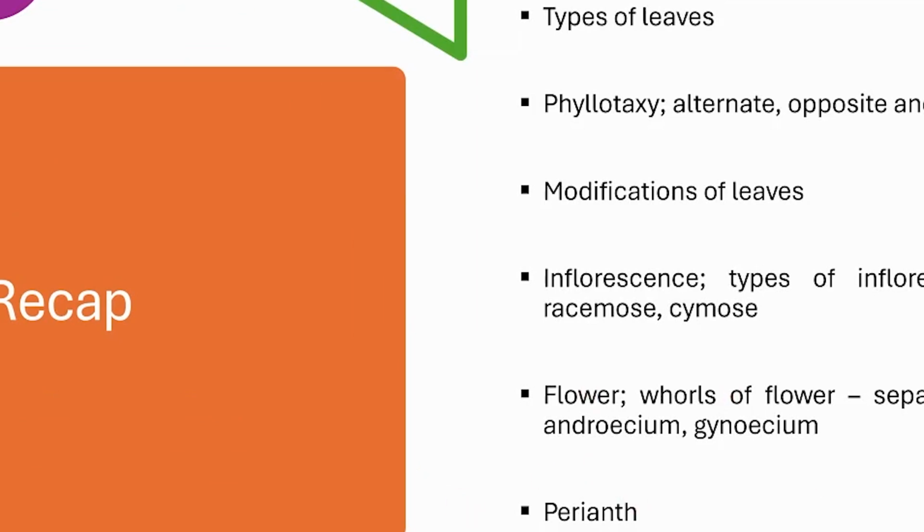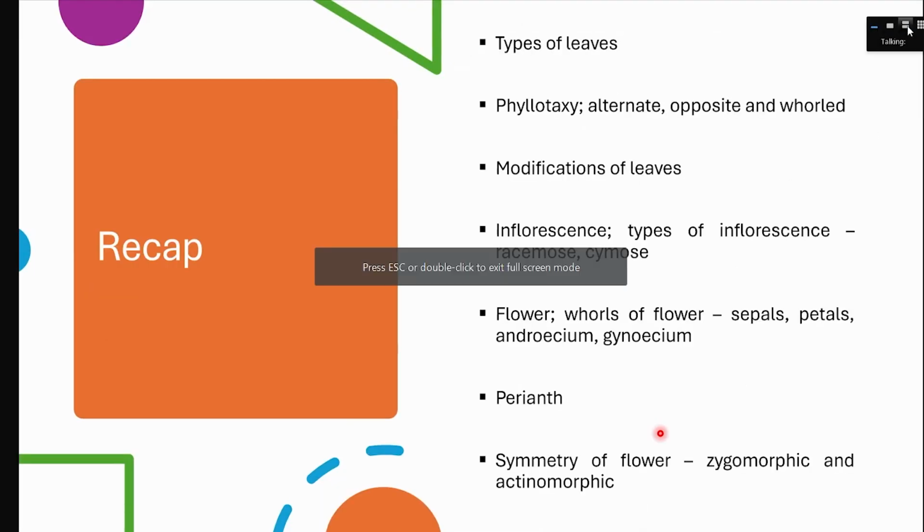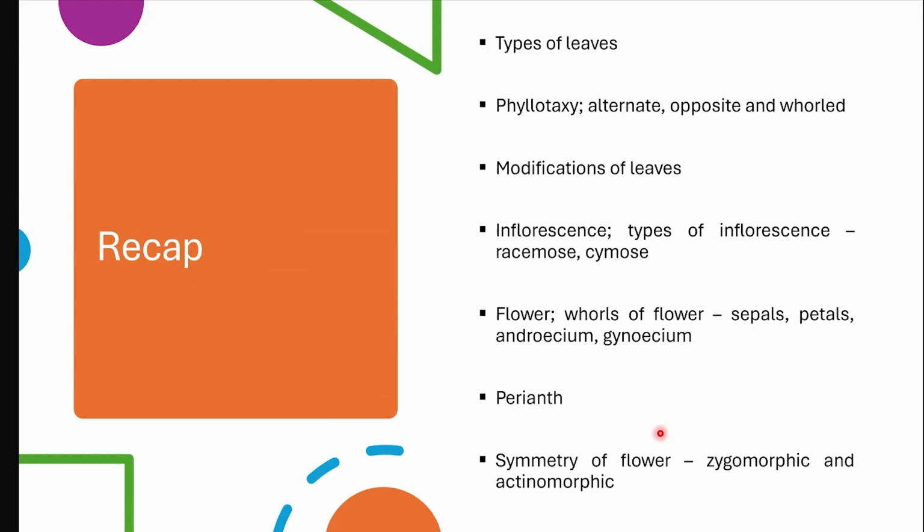Then we also discussed perianth, right? Perianth was one of the modifications wherein the petals and sepals were fused. This new kind of modification was known as perianth. Then we also discussed symmetry of a flower. If a flower is symmetric, a flower could also be asymmetric. But if it is symmetric, there are two types of symmetry that are generally seen. One is zygomorphic and the other is actinomorphic.